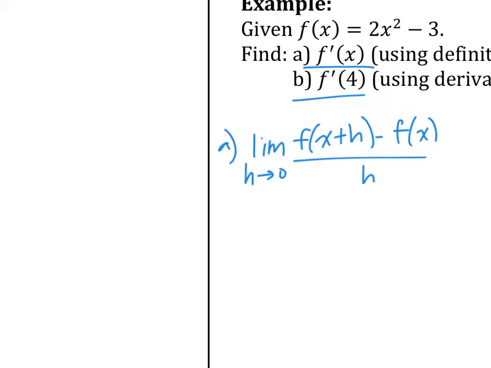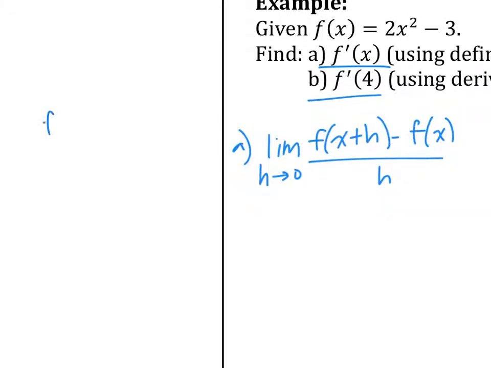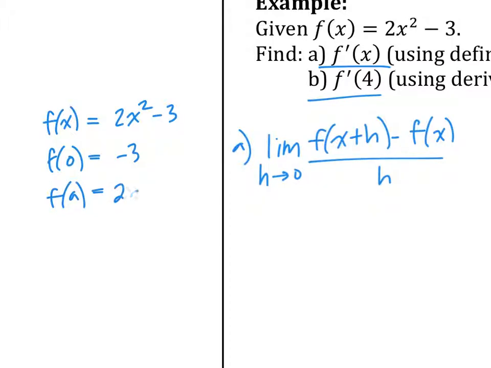All right, let's make sure that you understand how to solve this. Let's say f of x is 2x squared minus 3. What is f of 0? Minus 3. How'd you know? Plug it in. Okay, what is f of a then? 2a squared minus 3. So what is f of x plus h?